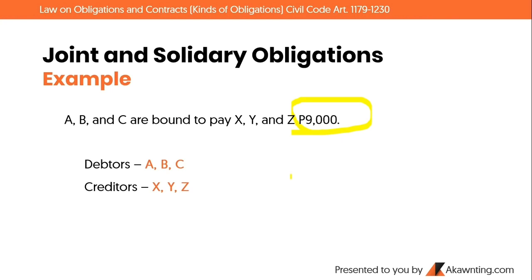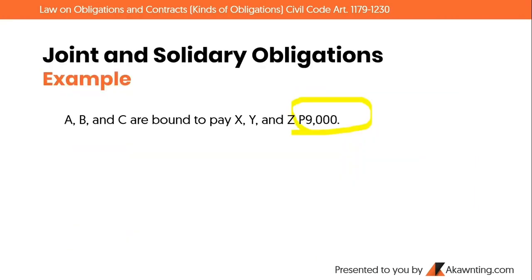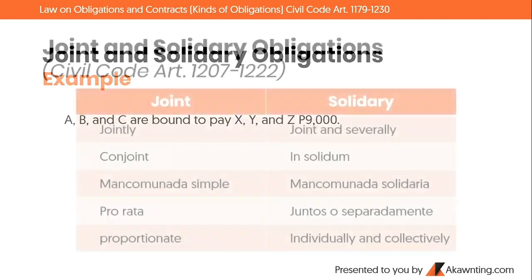Balikan natin yung rule kanina, which is, ano ba yung rule kanina na sinabi ko? Kapag hindi malinaw whether these creditors or debtors are jointly or solidarily liable, ano ang magiging rule? According to, anong article na yun? Nakalimutan ko na. So, 1202 ata. 1207 ata or, okay, never mind.